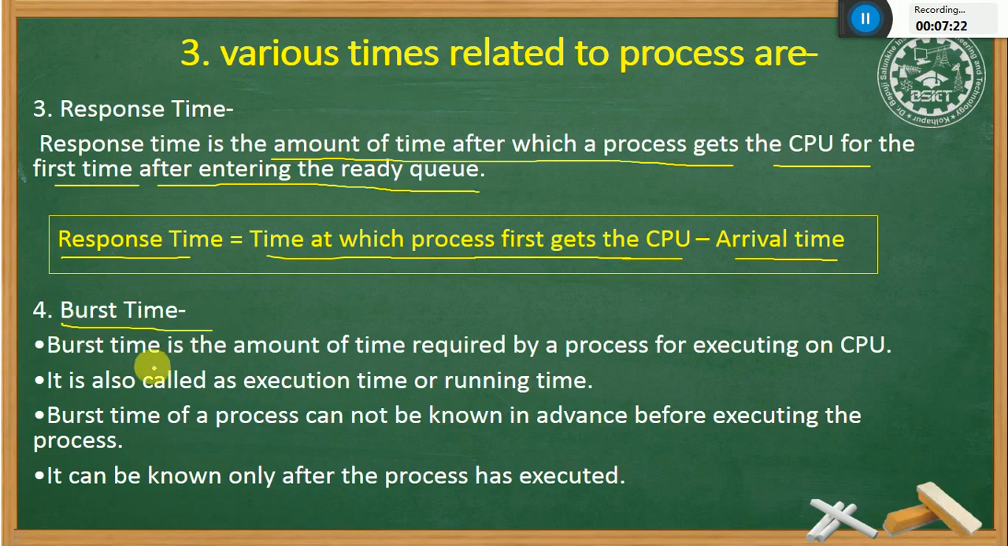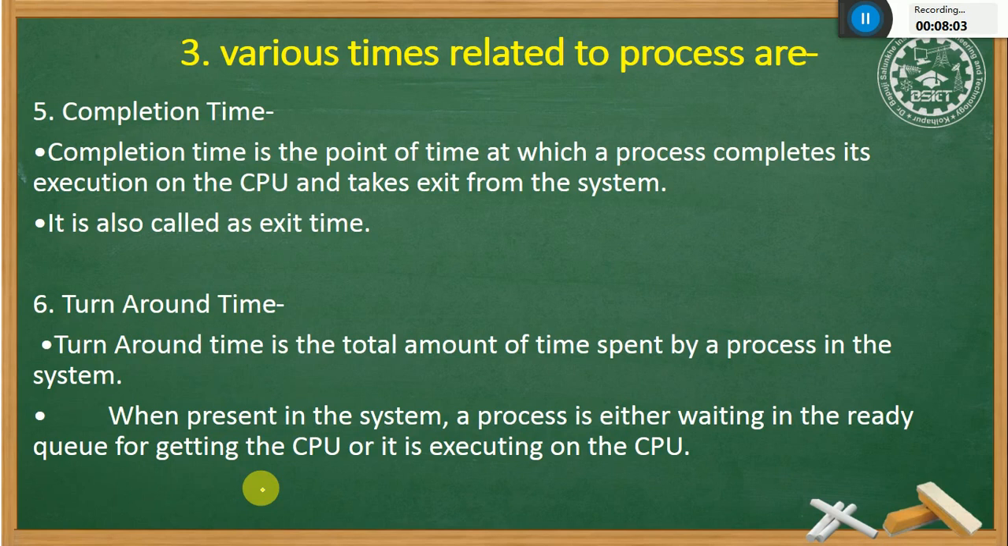Then the fourth one, burst time. Burst time is nothing but the amount of time required by the process for execution on the CPU. So that is the total time required by the process to get executed on the CPU. That is the period of time that a process will utilize the CPU. It is also called the execution time, or the running time. So that much amount of time the process will use the CPU. Okay, so that is burst time.